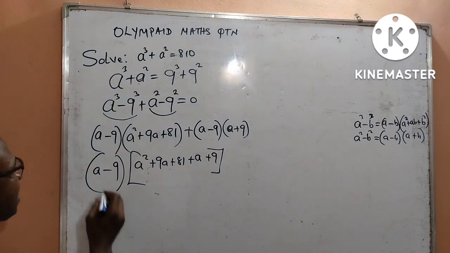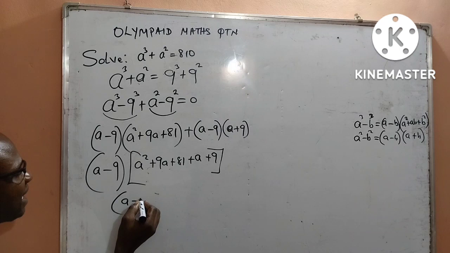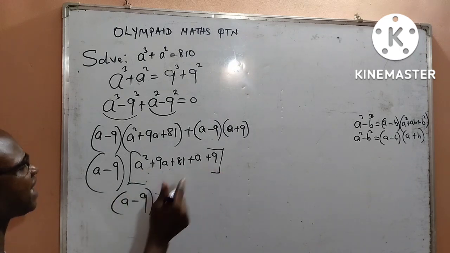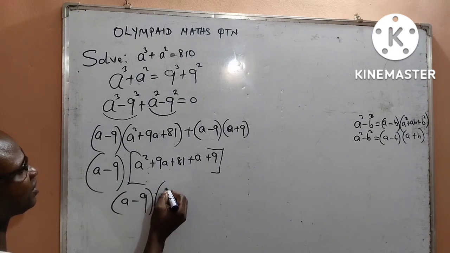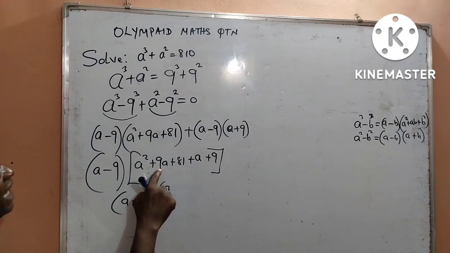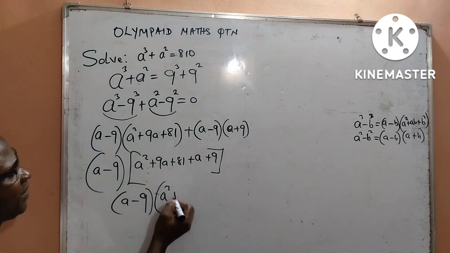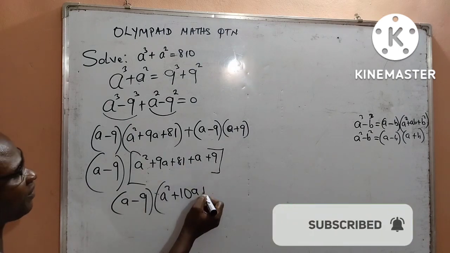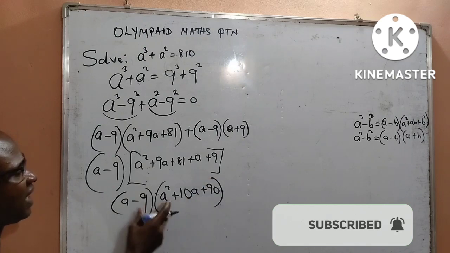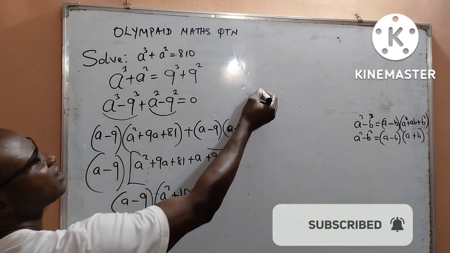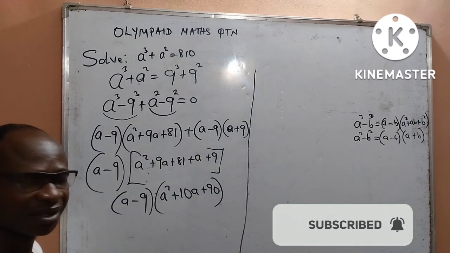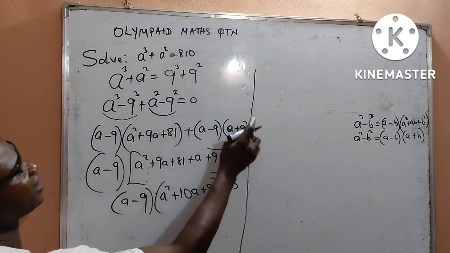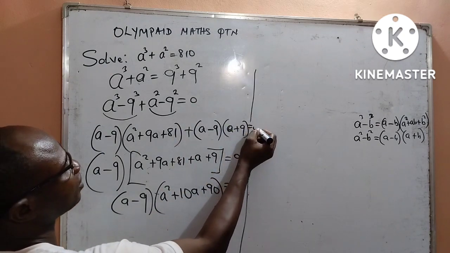If I fine tune it well, I will have a minus 9 into a raised to the power 2, then 9a plus a will give me 10a, and the 81 plus 9 will give me 90. This is what I have now. So, moving forward, you can agree with me that everything is equal to 0, as we have it here.